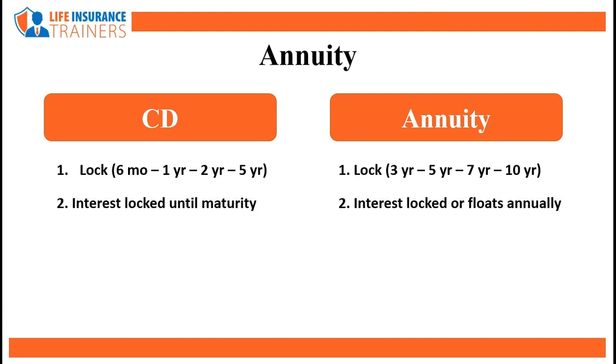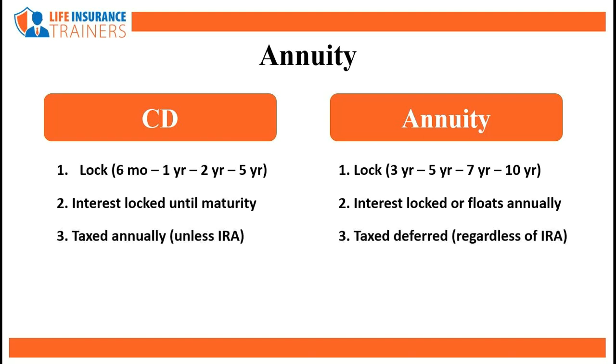Now, a CD, the money they're going to pay you is locked until maturity. So if you elect a 1-year CD, then you're going to get a 1-year locked interest rate that they're promising you. An annuity, you can have a locked interest rate for the entire 7 years. Or you can choose a 1-year lock with a floating interest rate annually. Why might you do that? Well, you're thinking, interest rates might go up, and I want to be able to take advantage of that. So I want my interest rate to float with interest rates each year after the lock.